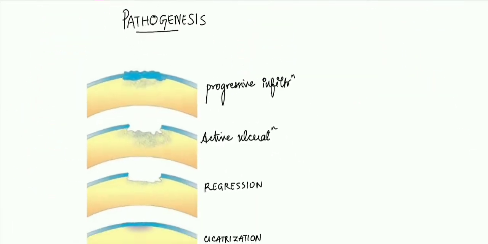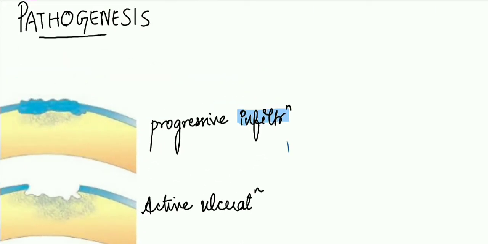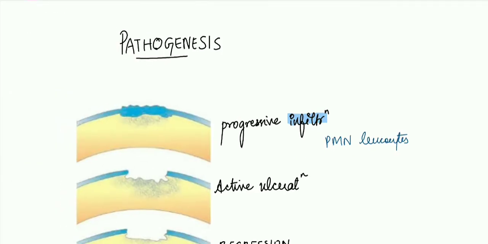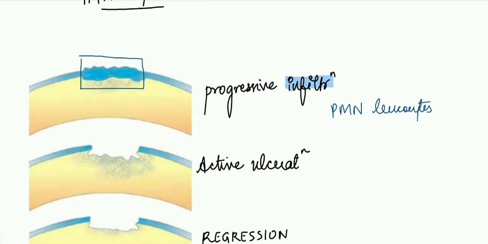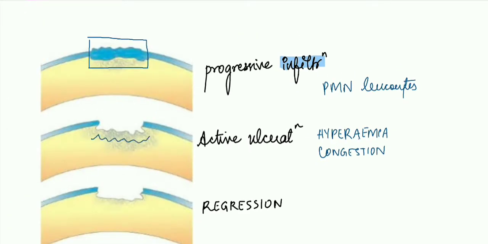Moving on to pathogenesis, we have four stages. The first one is infiltration. We have infiltration of polymorphonuclear leukocytes into the corneal epithelium, as we can see. And then the next stage is active ulceration. We have hyperemia and congestion of blood vessels of the iris and ciliary body. We can see here there is an active ulcer.